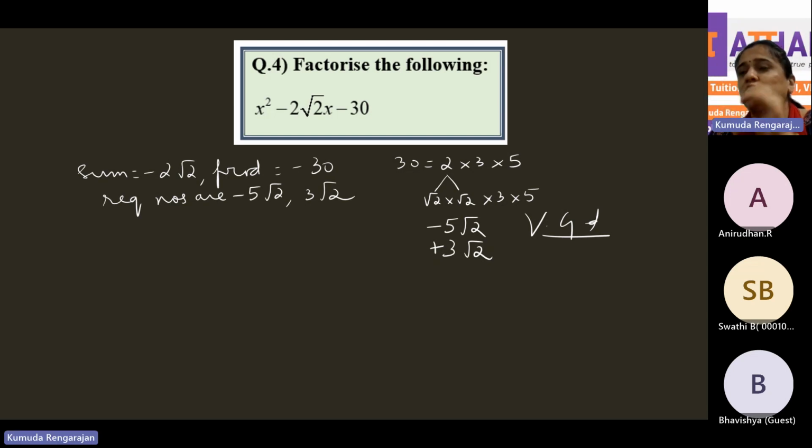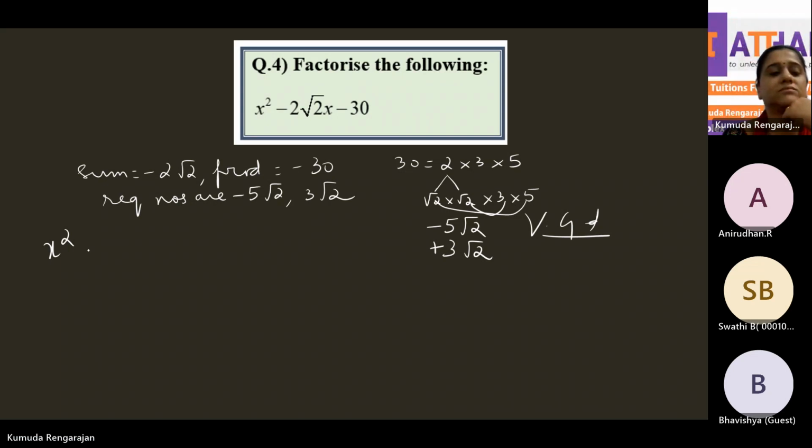Both the numbers must have root 2 in them, meaning something root 2. So it is 3 root 2 and 5 root 2. Then fix the signs. Okay. So x squared, yes, Swati, continue. X squared.